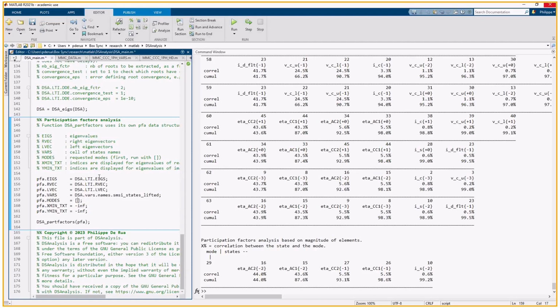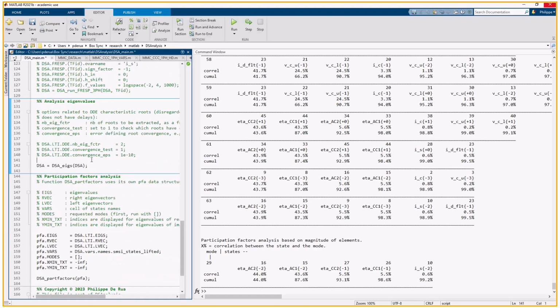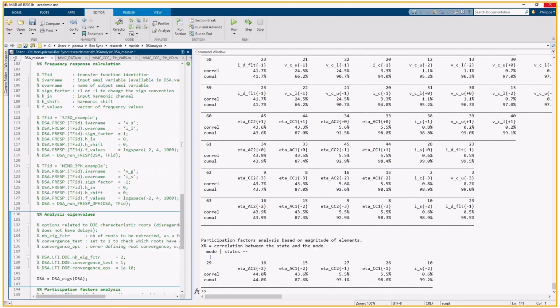Aside from eigenvalues and participation factors, which are based on the harmonic state space model, so they do account for all the harmonic components of the periodic coefficients of the state space model, well, we can also calculate frequency responses.